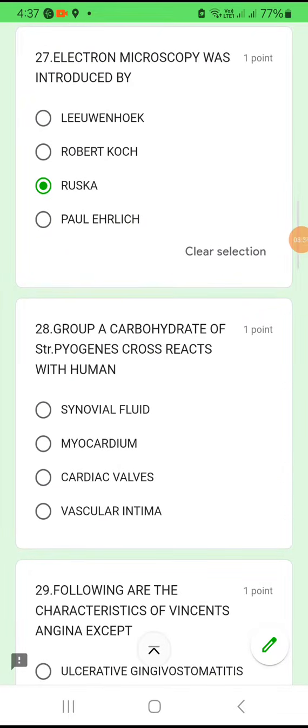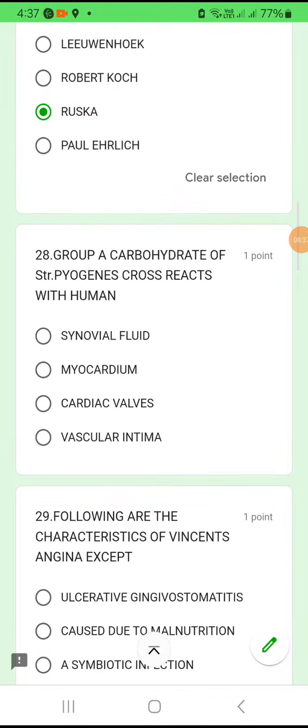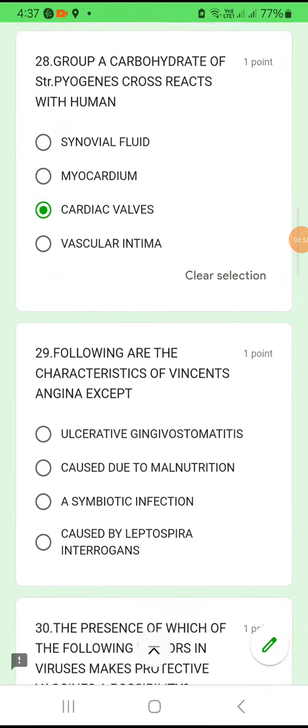Question number 28. Group A carbohydrate of Streptococcus pyogenes cross-reacts with which part of the human body? Synovial fluid or myocardium or cardiac valves or vascular intima. Group A carbohydrate of Streptococcus pyogenes cross-reacts and will injure the cardiac valves. Okay, so option C is the answer.